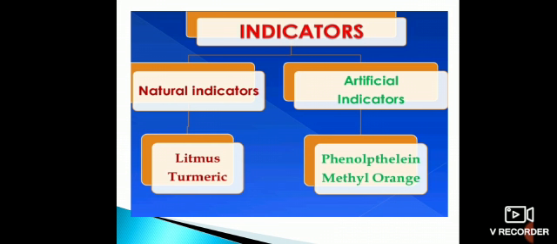Indicators. Dear children, there are two types of indicators: natural indicators and artificial indicators. Examples for natural indicators: litmus, turmeric. And examples for artificial indicators: phenolphthalein, methyl orange, etc.